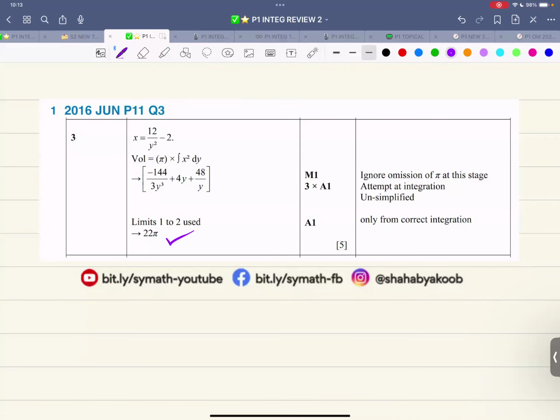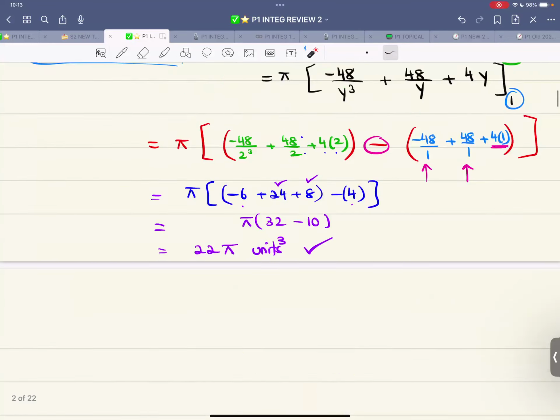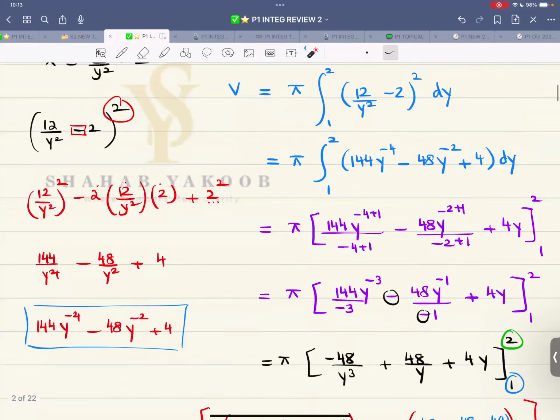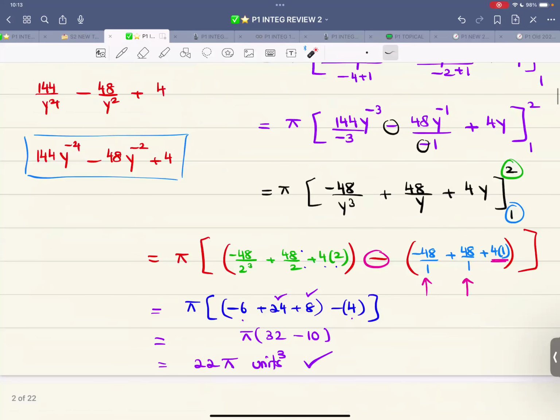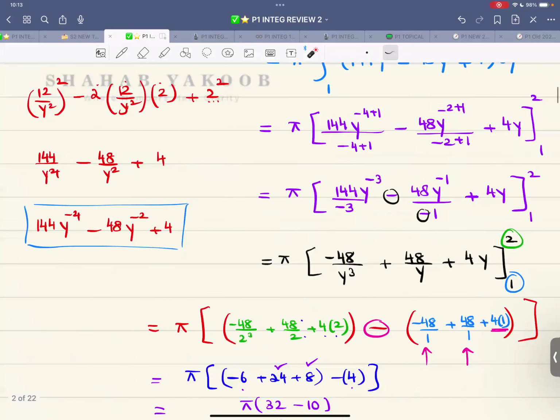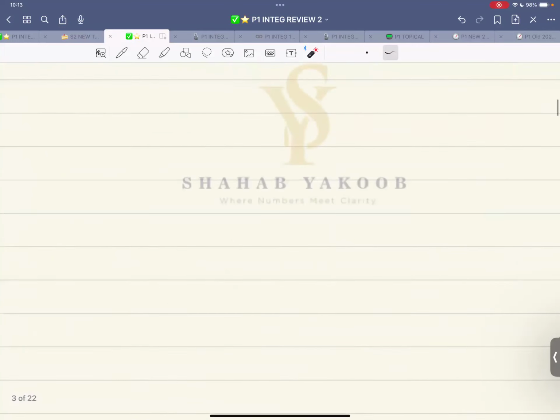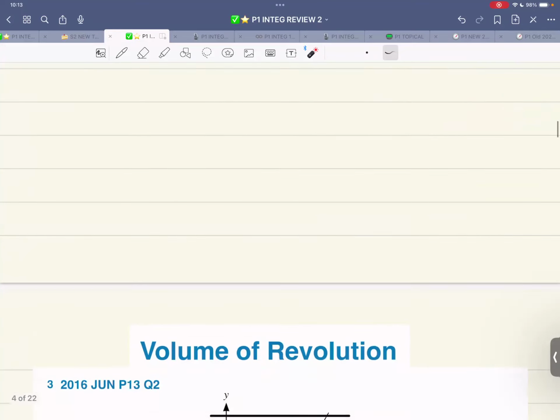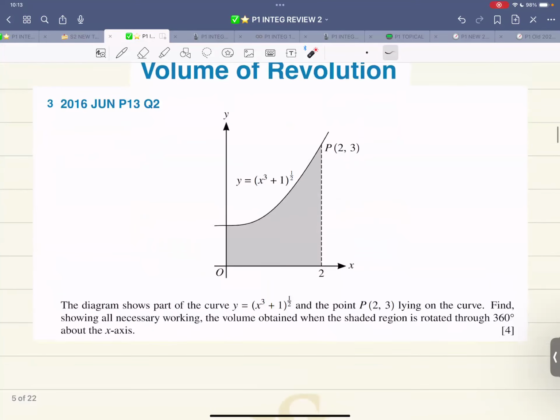Now just look at the mark scheme. They haven't put in much effort except for the fact that they did the integration and that's it. Limits 1 to 2 used and all this hard work that I have put in, that is what is required by the examiner. You'll be getting marks on this. It's worth 5 marks. So every single step is necessary. So now this question is done. Let's move to the next question.